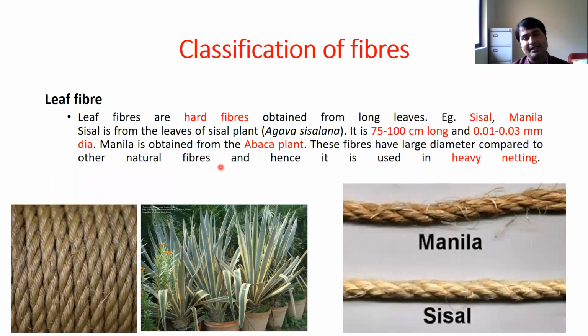Then another one is the leaf fiber. Leaf fiber basically we are extracting from the leaf or hard. This is also called hard fiber. And basically we are obtaining it from the long leaves.